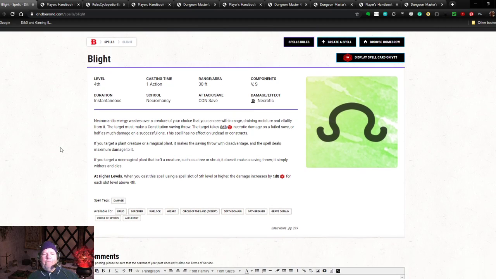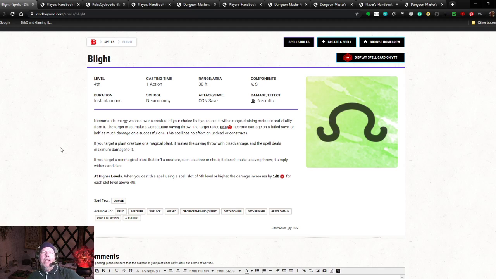Okay, so Blight is a 4th level spell that is available to a ton of different classes, including the arcane classes. One action, range of 30 feet, verbal and somatic components, and it's considered a necromantic spell. And what it basically does is it drains moisture and vitality from a creature of your choice within range. And if the target fails a saving throw, they take 8d8 necrotic damage. So it's just like pulling all the moisture out of them.